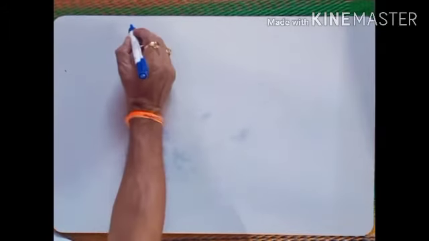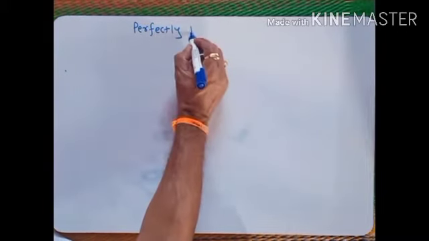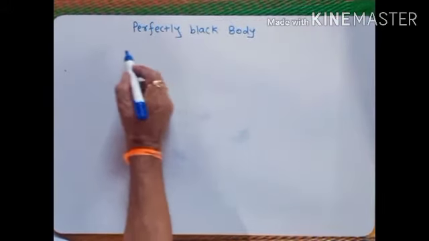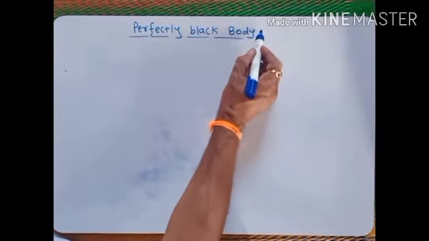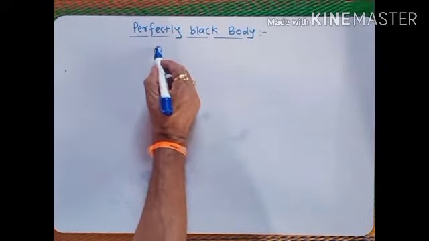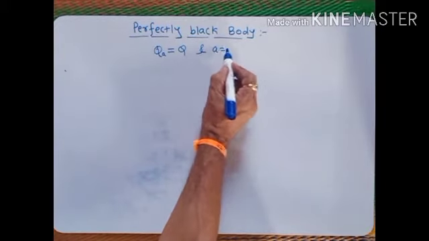Lecture number 6, Kinetic Theory of Gases and Radiation. In today's lecture we are going to see what is meant by a perfectly black body. A body which absorbs all radiations incident on it is called a perfectly black body. For it, Q_A is equal to Q and A is equal to 1.